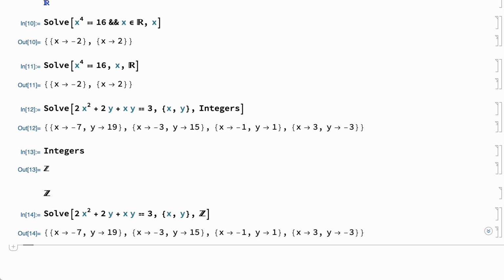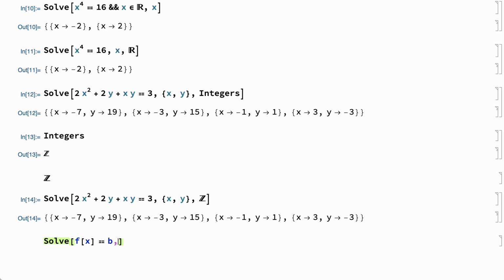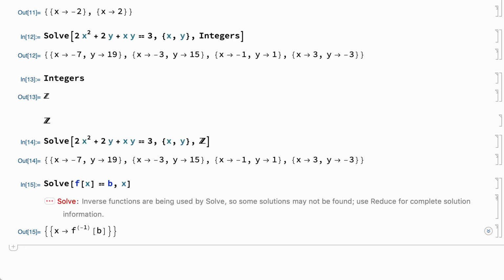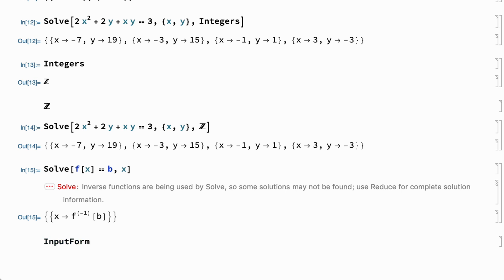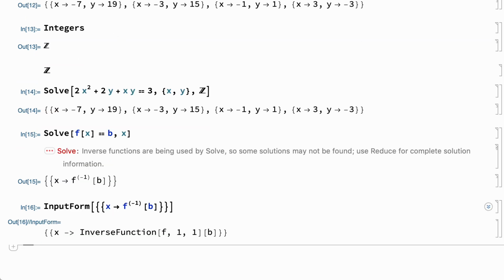Solutions returned by Solve are often given using special expressions like conditional expressions or inverse functions. For example, solving for the argument of an undefined function f gives a result in terms of the formal inverse of that function. Applying InputForm to that result shows the inverse function expression. Inverse function expressions provide a way to represent the inverses of unknown functions. The warning message from Solve reflects the fact that inverse functions often are not single-valued.